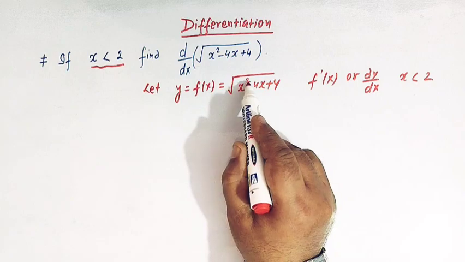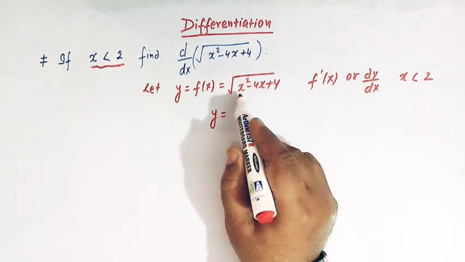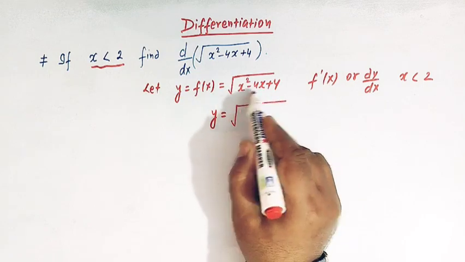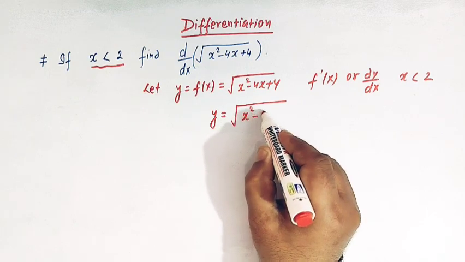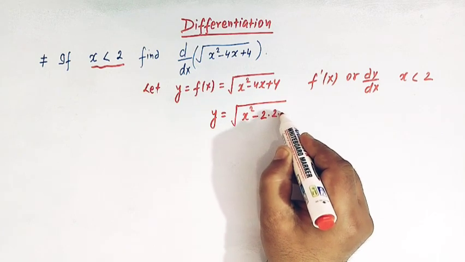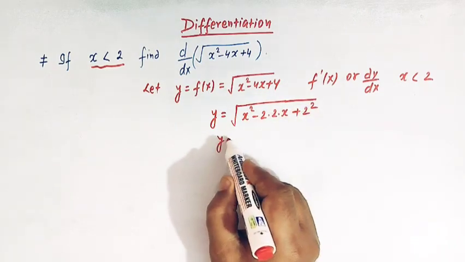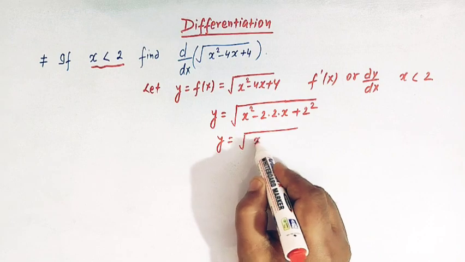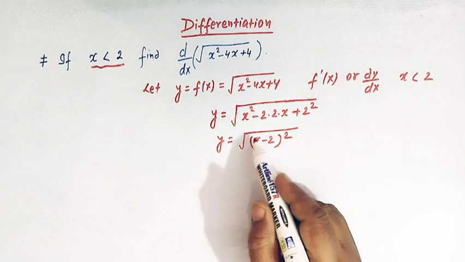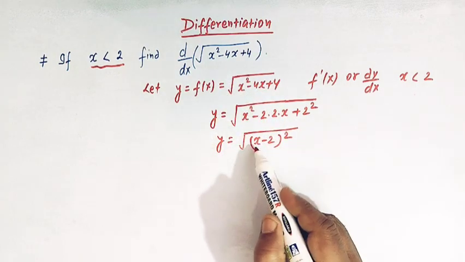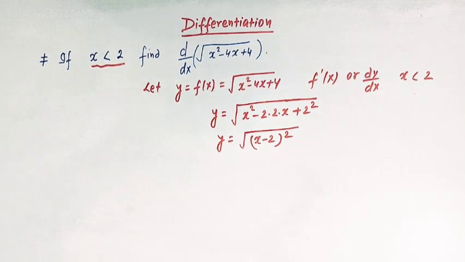So let us take a glance at this quadratic polynomial which is inside the square root sign. We have x square minus 4x plus 4, and here we can write x square minus 4x plus 4 as x square minus 2 times x, plus 2 square. So x square minus 4x plus 4 is x minus 2 whole square, under the square root.